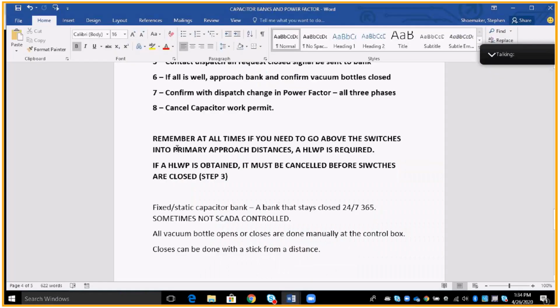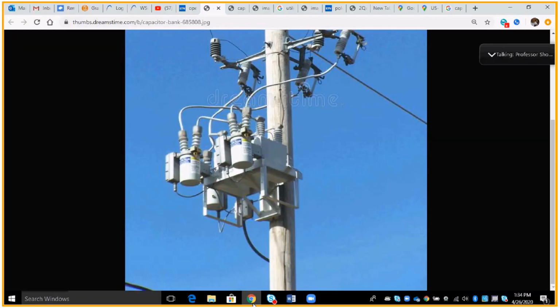Okay. Remember, at all times, if you need to go above the switches into primary approach distances, a hotline work permit is required. I've fixed multiple banks, and the guys in my crews have repaired and done maintenance on multiple banks where they have not had to have a hotline work permit.